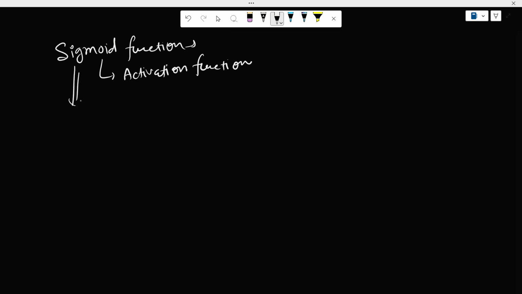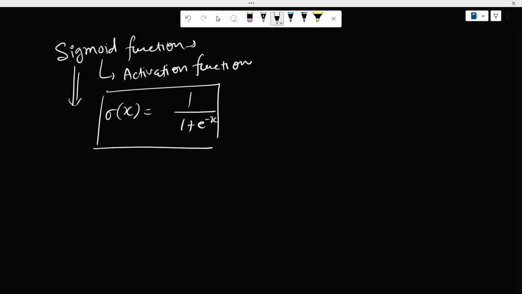So first let us see the sigmoid function. How does it look? The sigmoid function equation is like this: 1 by 1 plus e raised to the power minus x. This is the sigmoid function. When you plot it as a curve, it looks something like this.